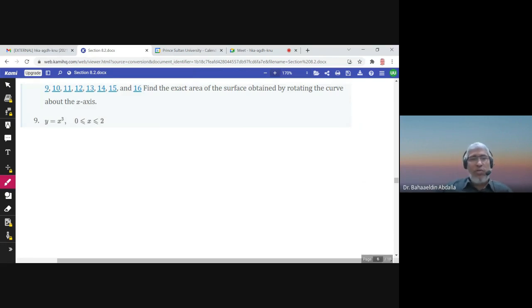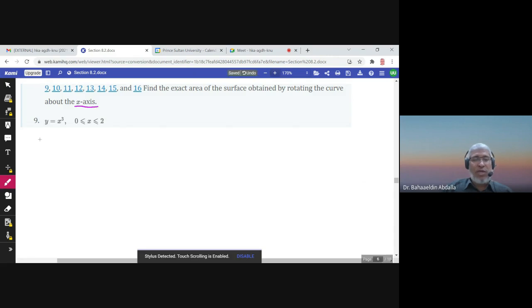Let us continue some exercises about section 8.2, area of surface of revolution. So here in this question, find the exact area of the surface obtained by rotating the curve about the x-axis. So this is the most important thing for us.